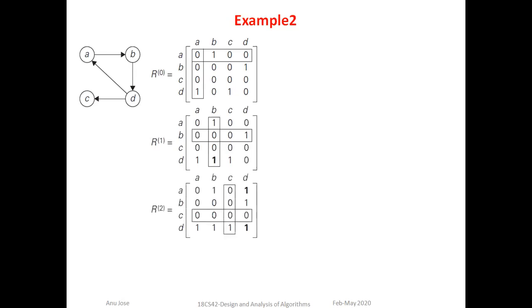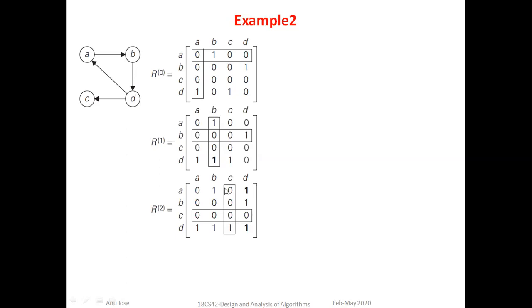So in that case, you will get two updations. This value will be updated: this one and this one will be doing the AND operation, and it will be updated to 1. And the last one, this one and this one will be doing the AND operation. This 0 will be updated to 1.